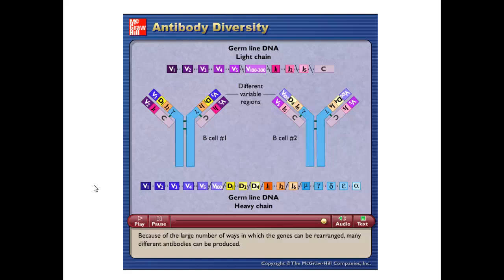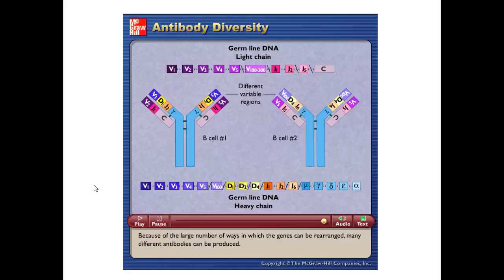And then remember when I talked about affinity maturation, even after they've picked this, they're going to tweak it even more once they become activated, right? Little base substitutions to try and get greater binding. So they purposely mutate their cells.